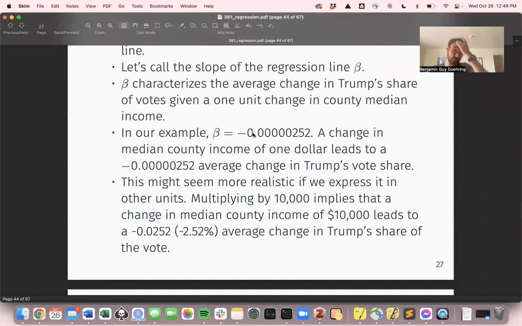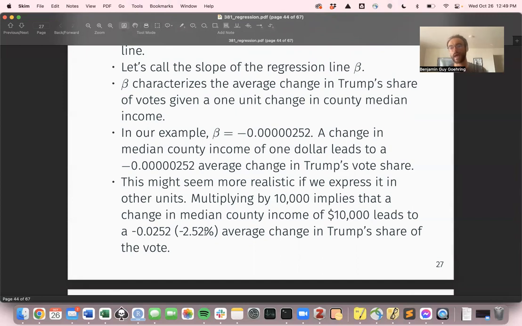So the slope of this line is minus 0.0000252, which means that on average, if a county's median income increases by $1, then we should see a decrease in support for Trump of 0.0000252 percentage points. Obviously, that's a very small number, and that's because our unit here is just $1. As we're going to do in the R examples today, we're going to multiply by 10,000, and then we get a number that makes a little bit more sense.